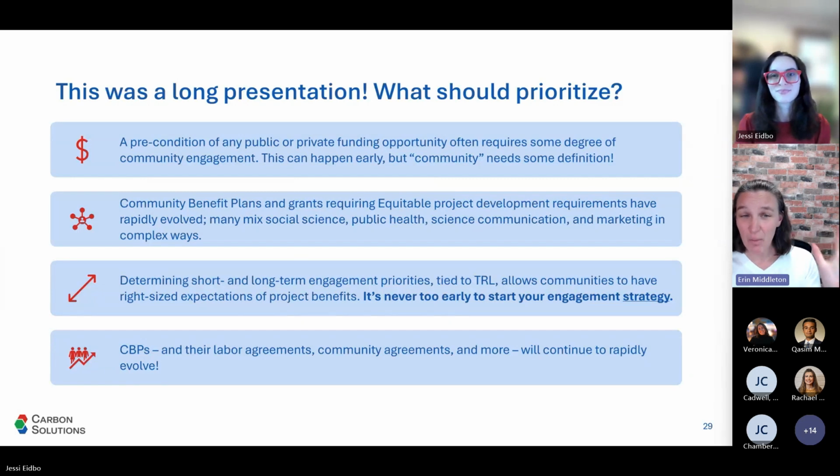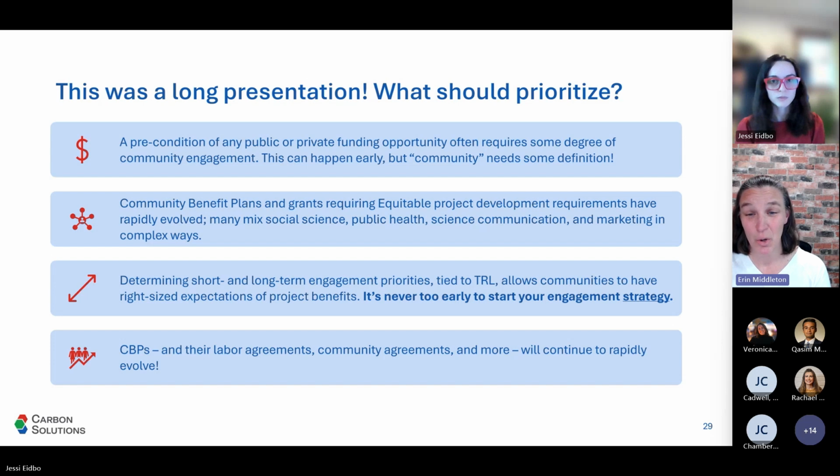So just as a long presentation, what would you prioritize? There's lots of different ways to define community. Think about it in regulatory and local space and all of the kind of hierarchies that Jessi showed earlier. Community benefits plans require equitable project development. They change sometimes more than we'd like if we're writing proposals, but the big idea should go through all of these.